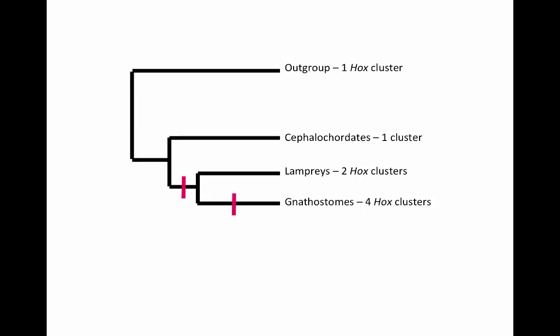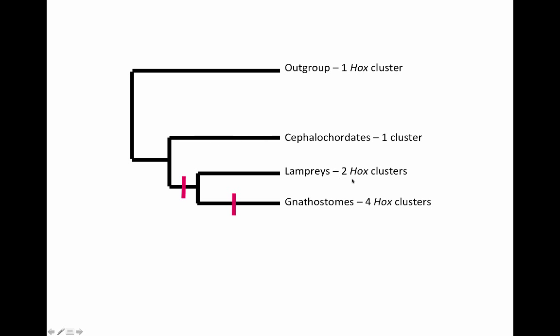And we can actually plot this onto a phylogeny and see exactly where these different things happened. So as an outgroup, we can consider Drosophila, which has 1 Hox cluster, so we can be sure that that is the plesiomorphic condition, the ancestral condition. Cephalochordates, which are close relatives of vertebrates, but they're not vertebrates, also have a single Hox cluster.